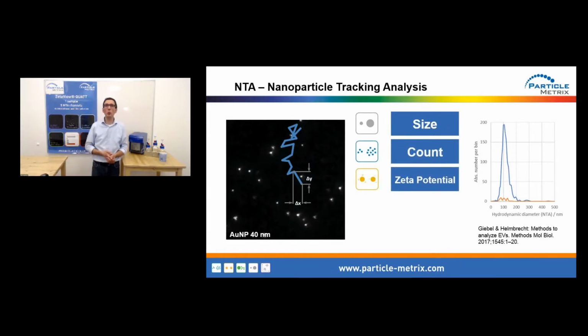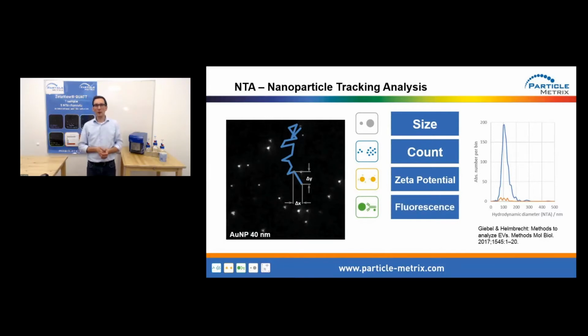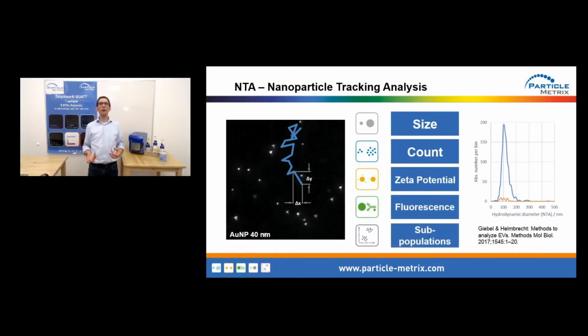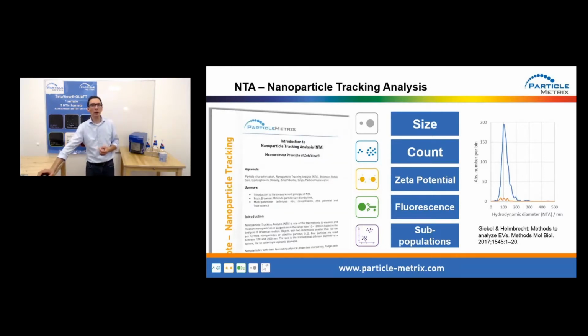From a historical point of view, we come from zeta potential, measuring the surface charge of particles, and 3 years ago we introduced fluorescence as well to have the fluorescence detection capability. Also we look into the subpopulations more from a physical point of view, so how the particles appear on the screen. And all this in detail. If you are more interested in the details of how the technology works, I recommend our tech note about nanoparticle tracking analysis, which is available in the download section of our homepage.